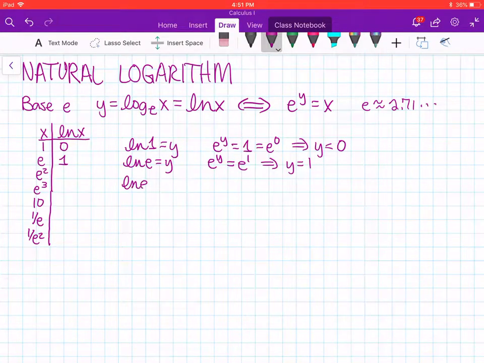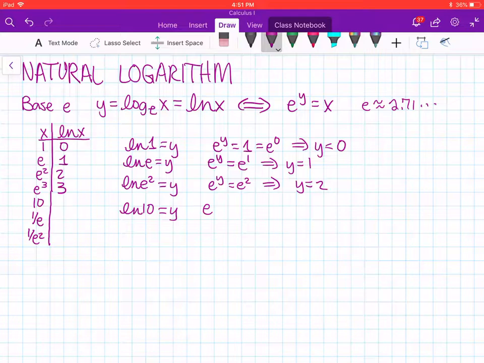Then we do natural log of e squared equals y. We get e to the y equals e squared, so y equals 2. We can see that the pattern continues, so we get 3. Natural log of 10 equals y.